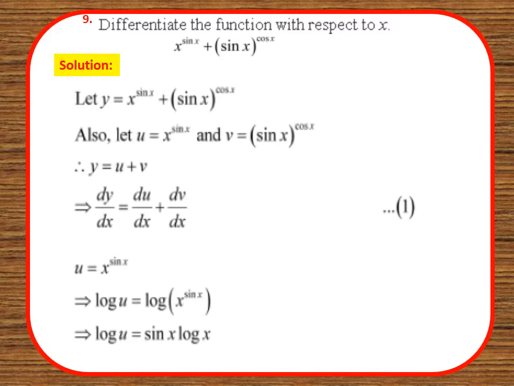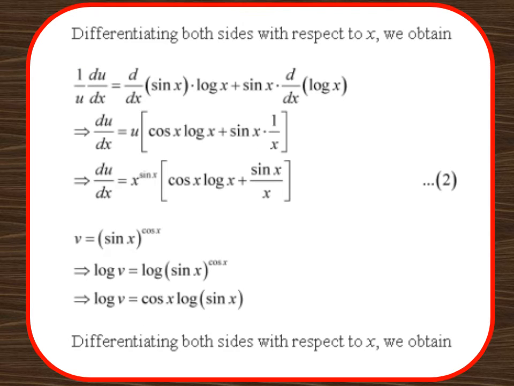Now first we have u equal to x^(sin x). So taking log, we are getting log u is equal to sin x into log x. So differentiating both sides with respect to x, we obtain 1/u du/dx, and applying the product rule to the RHS, we are getting du/dx, and multiplying u to the RHS, we will get du/dx in equation 2. Clear? Now in the same way we are going to find dv/dx.